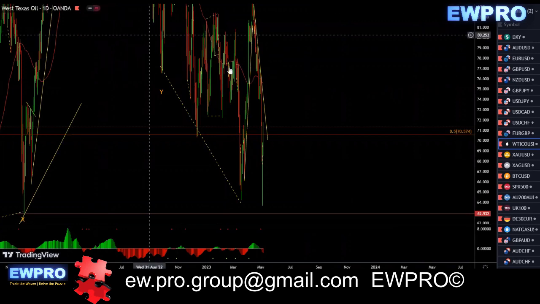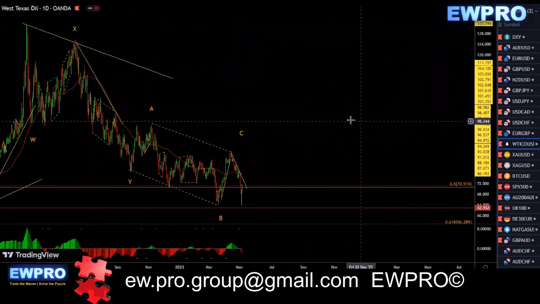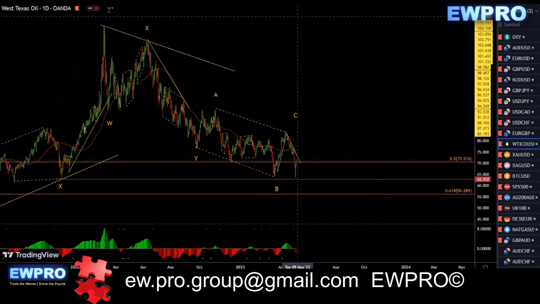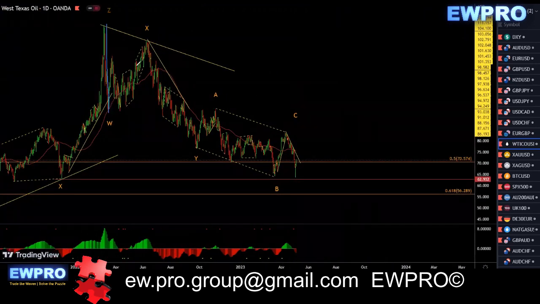WTI. So this one has completed. We got that like WXY. Then I'm looking at an A, a B, a C as that running flat, and this wave down here in here has broken that low, which is good. So this may be a complete structure.